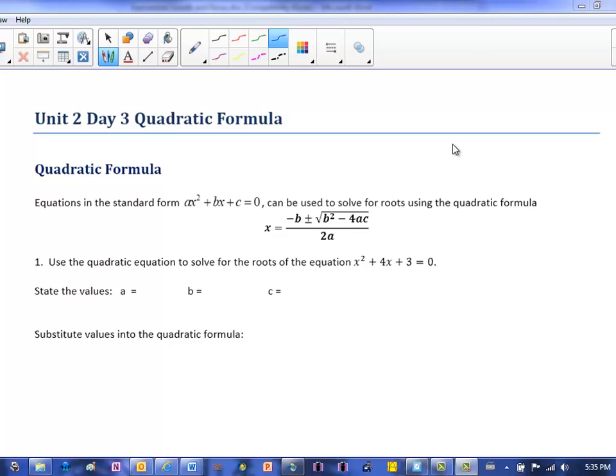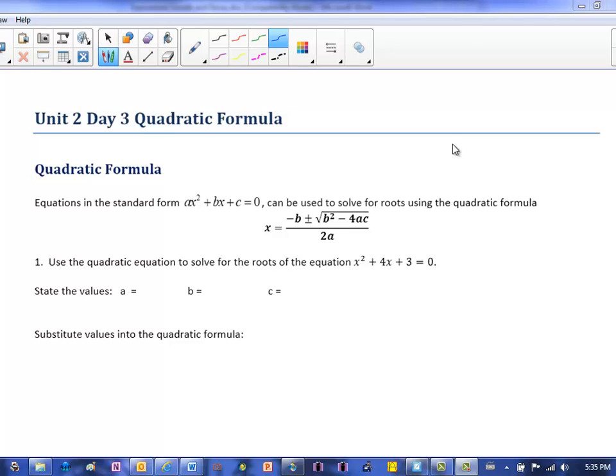We have taken a look at solving quadratic equations by factoring. Now, sometimes it is not easy, if not almost impossible, to factor certain quadratic equations. And in situations like these ones, we have another algebraic tool that allows us to solve for the roots or solutions of a quadratic equation.